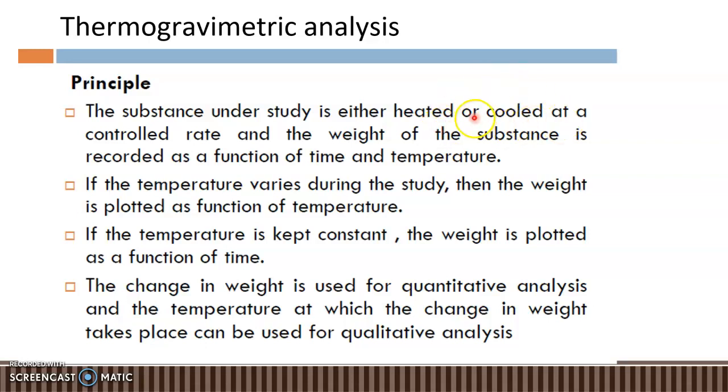cooled. Normally we are heating the sample, but sometimes we have to cool the sample in order to understand some properties. Okay, at a controlled rate, that means we cannot heat the sample randomly. We have to program the heating profile. So it is heated in a controlled rate and the weight of the substance is recorded as a function of time and temperature. Time and temperature means we can record the result as a function of either time or temperature.